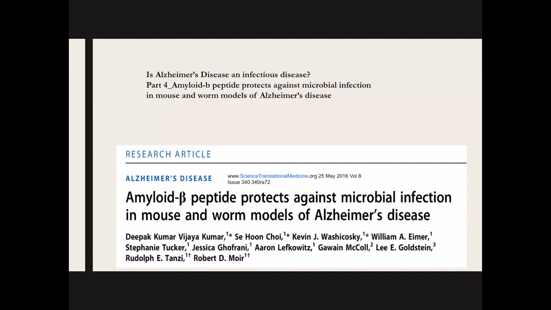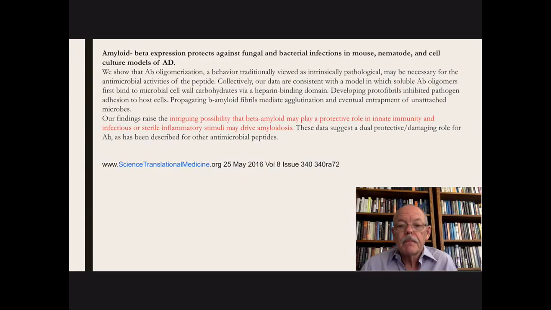So here now is the paper. This is part 4 of our talk. Amyloid beta peptide protects against microbial infection in mouse and worm models of Alzheimer's disease. Let's look at the next slide, which summarizes it. So amyloid beta expression protects against fungal and bacterial infections in the mouse.